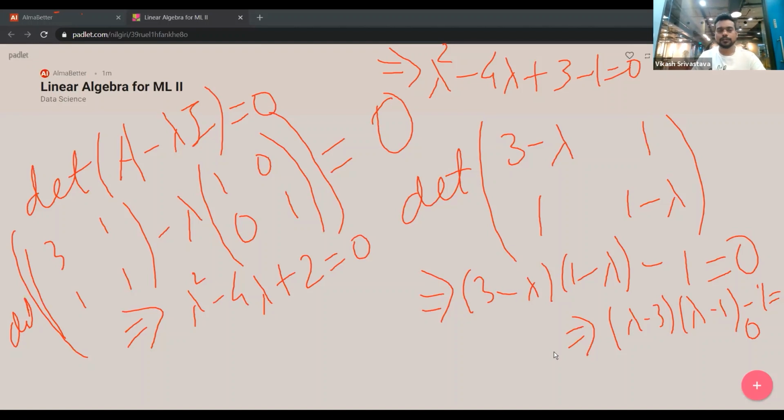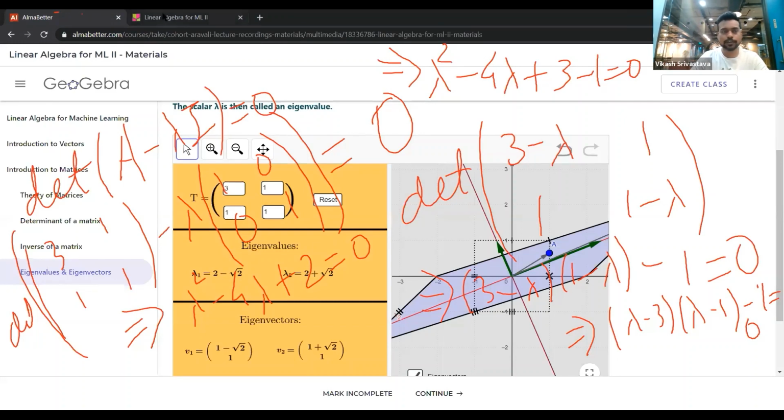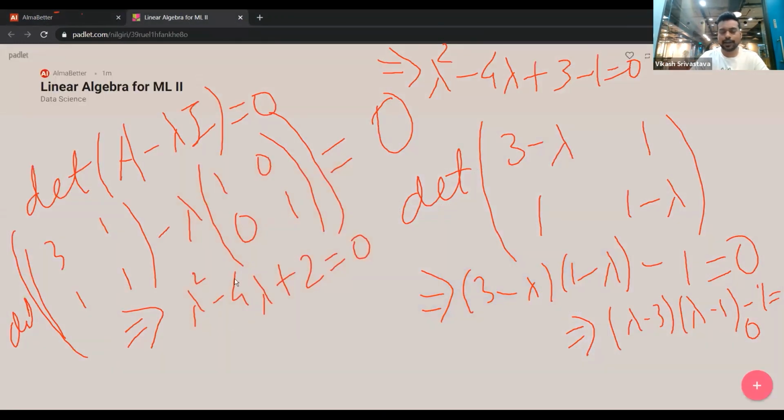Okay, so let's see what were the eigenvalues. So 2 minus root 2, 2 plus root 2. Okay, so if you calculate for this, you'll get those roots. Okay, so I hope you guys are able to solve a quadratic equation. You can calculate the roots of this equation, and the roots of this equation will be the eigenvalues of this transformation A.